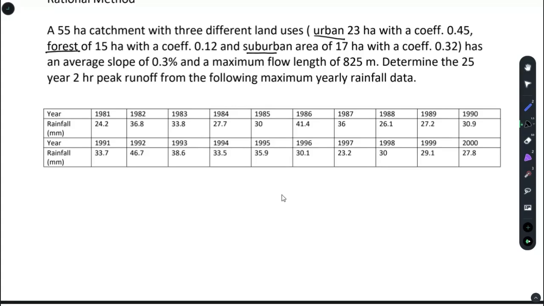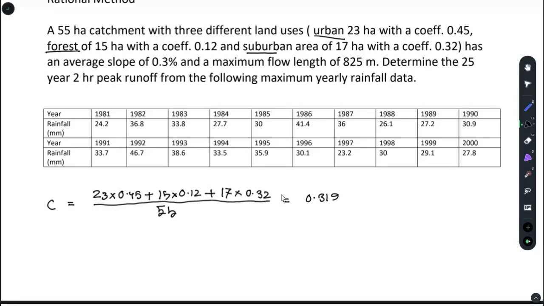So we'll find out the C value, the runoff coefficient, as I'll multiply 23 with 0.45, and 15 with 0.02, and 17 with 0.32, and I'll divide this by the total catchment area, which is 55 hectare, and from that you will get a C value of 0.3198. So this is the runoff coefficient.